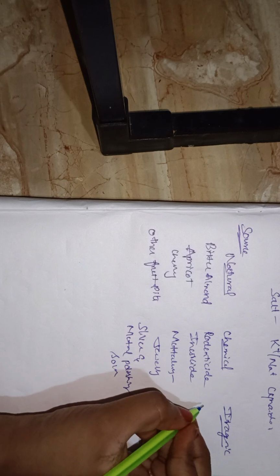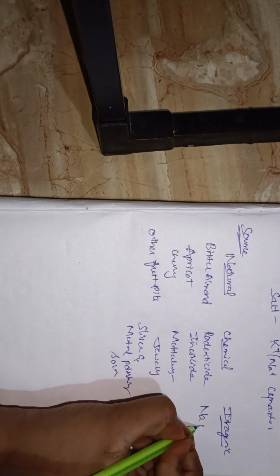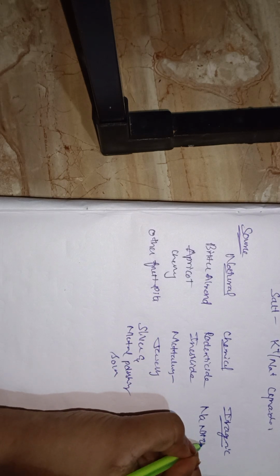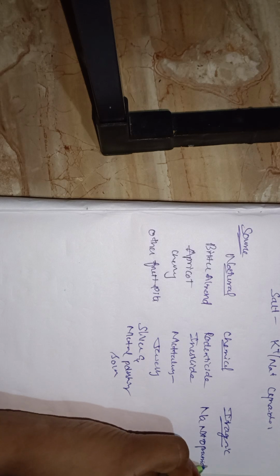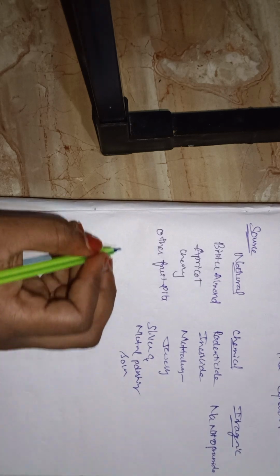Next, the heterogenic source is sodium nitroprusside. Sodium nitroprusside contains cyanide. So these are the sources.